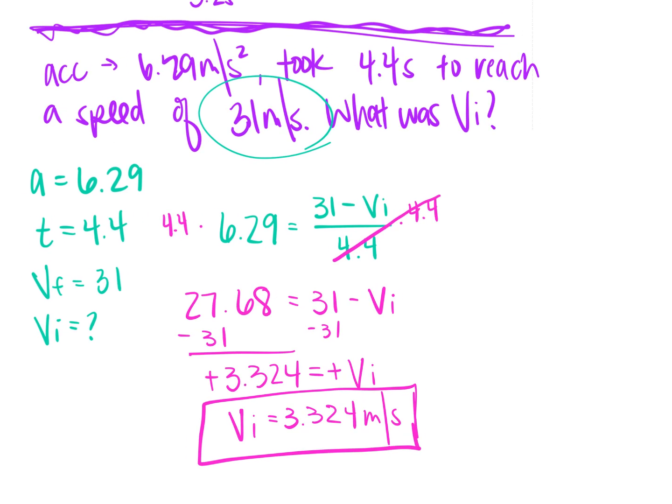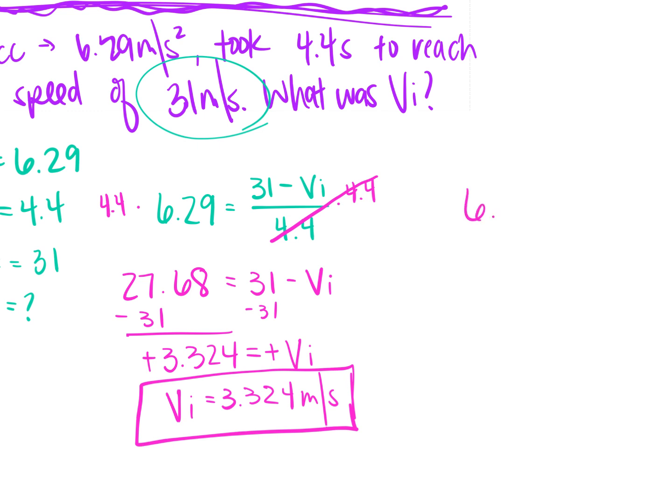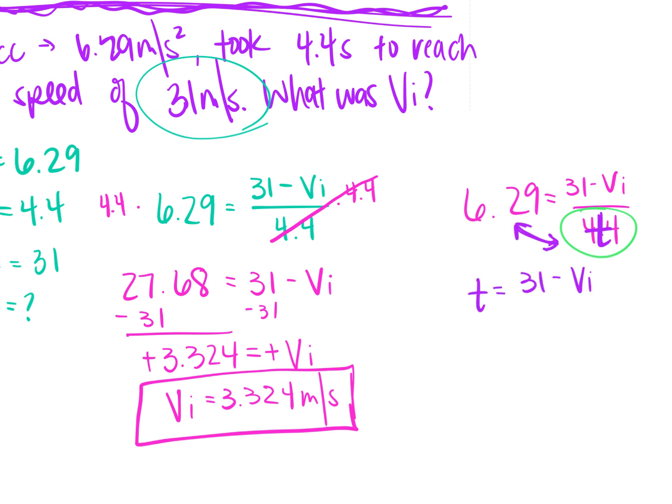Okay, I want you to think back up to this equation right here. 6.29 equals 31 over VI 4.4. What if instead I was solving for T? Do you remember the shortcut for solving for T right there? We're going to switch these two spots, right? If I was trying to solve for time, I would switch these two spots and I would say t equals 31 minus whatever that was, right? I would end up switching those two spots. Is that clear? Okay, very good.